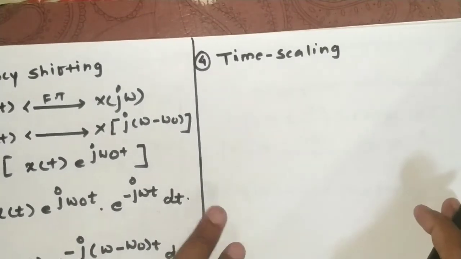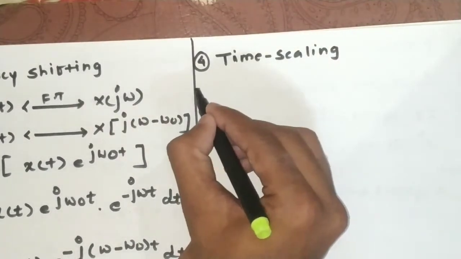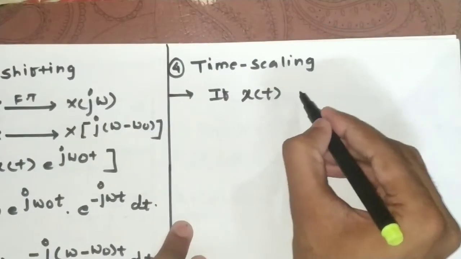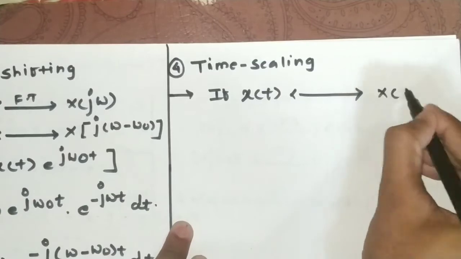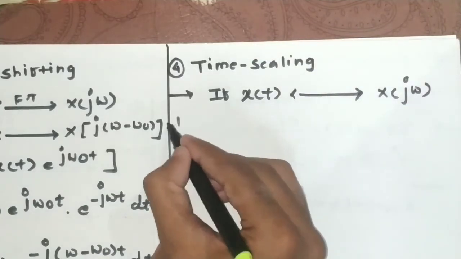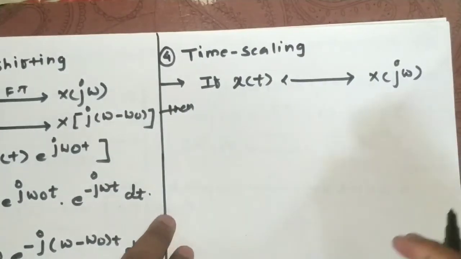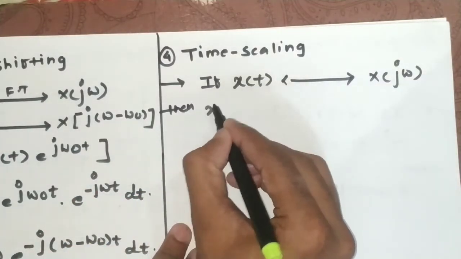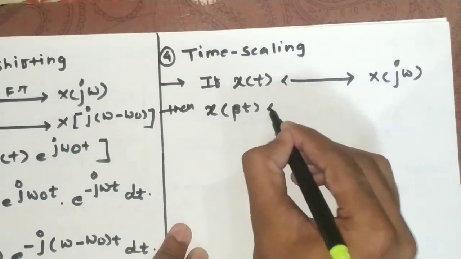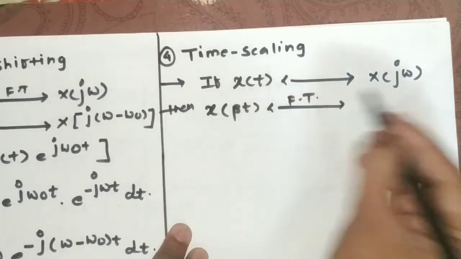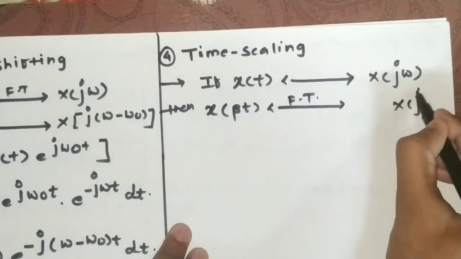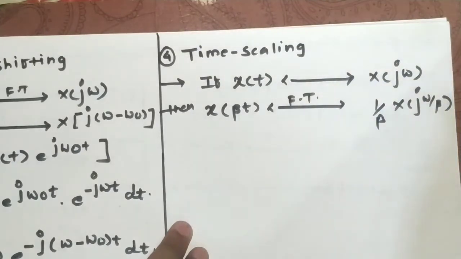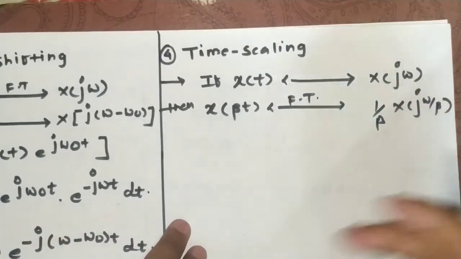Let us come to the next, time scaling. We have seen the basic concepts in earlier topics: x of t has Fourier transform x of j omega. I already told you, whenever it is a time scaling operation, just divide the output signal by the factor. So here, time scaling by a factor say beta, its Fourier transform becomes divided by beta, so that the signal will be either compressed or expanded.